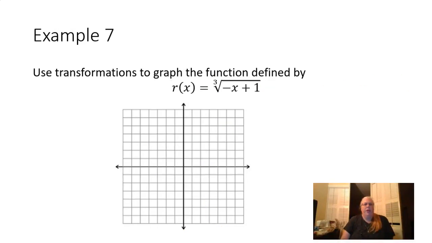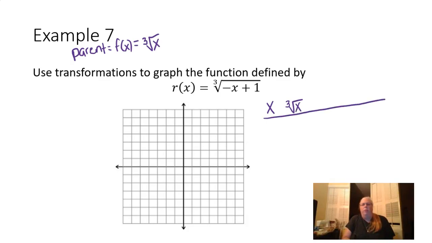Example 7. Use transformations to graph the function defined by r of x is equal to the cube root of negative x plus 1. All right, our parent function is actually going to be f of x is equal to the cube root of x. Right, so what we want to do is we're going to make our chart over here for x and then the cube root of x.